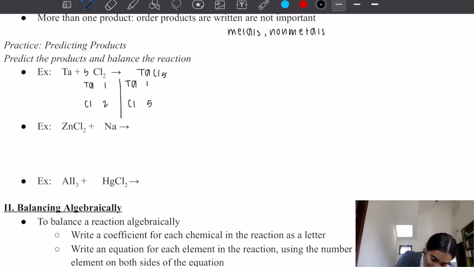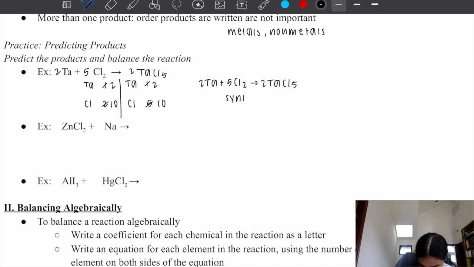So I'm going to put a 5 in front of the Cl2. That will make 10 chlorines on the reactant side, and a 2 in front of the TaCl5, which will give me 10 chlorines and 2 tantalums, which will mean that I have to put a 2 as a coefficient in front of the tantalum on the reactant side. So now I have 2 Ta plus 5 Cl2 yields 2 TaCl5. And I'm just going to write that this is a synthesis reaction.